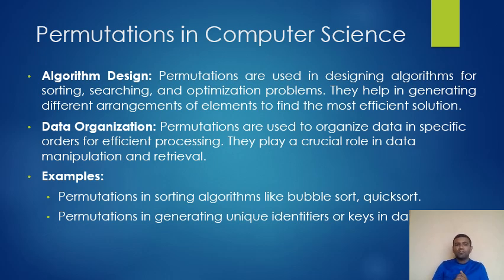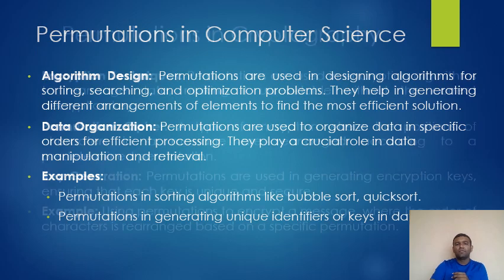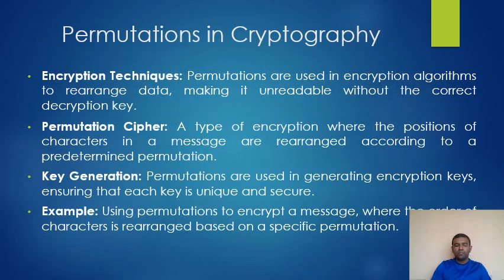So here it is to generate identifiers, because if you're generating so many, you can generate a very unique identifier. Permutations are used in generating passwords also. So if it is used for generating passwords, it means it is very unique. This permutation is used in unique identifiers or keys in databases. And the next thing, permutations in cryptography.